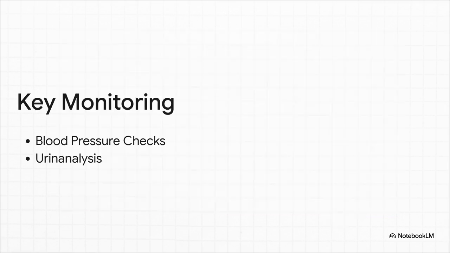So what does monitoring actually look like? Well, it's pretty simple, but you have to be consistent. We're talking regular blood pressure checks to screen for any hypertension from kidney injury, and serial urinalysis, looking for hematuria and proteinuria. And this isn't a one-and-done thing. This monitoring can go on for months after the initial illness.